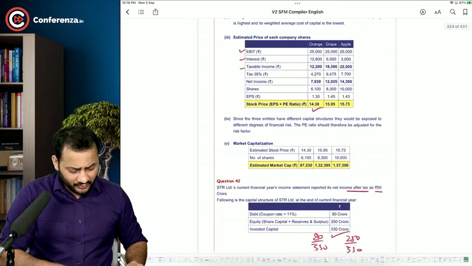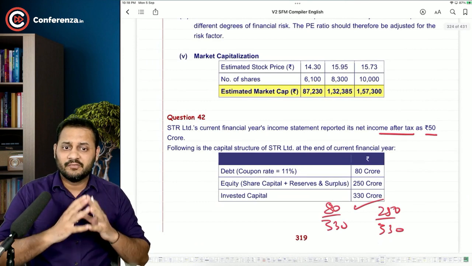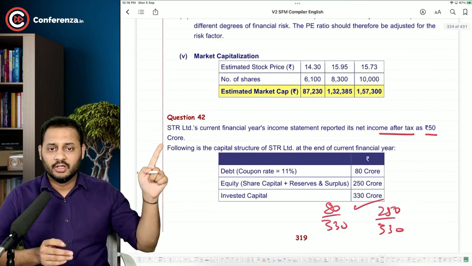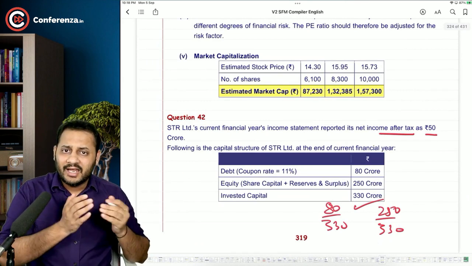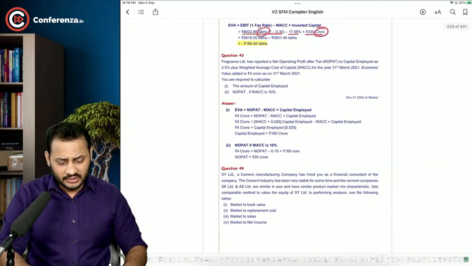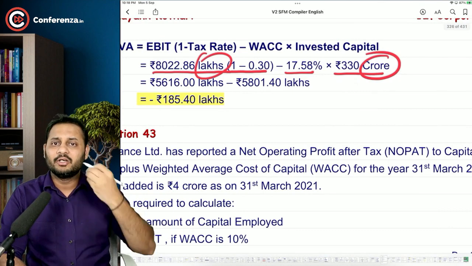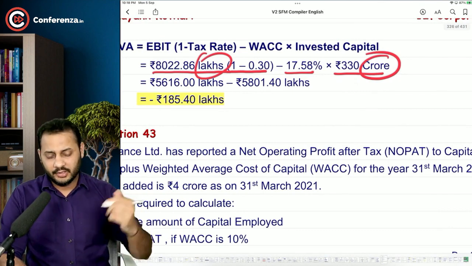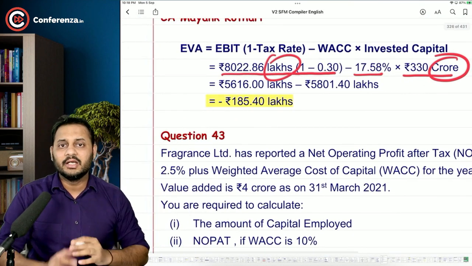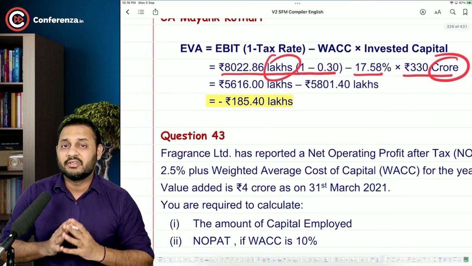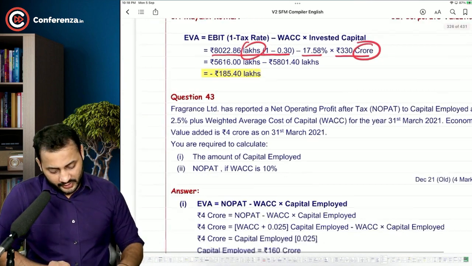That was not at all required. If the question itself talks about the crore and crore, you calculate the final answer in crores itself. Why is there a need for lakhs? It should have been crore only. Okay, so this is the first time we are getting a negative EVA, which is a very bad thing for the company. Okay, second last question.